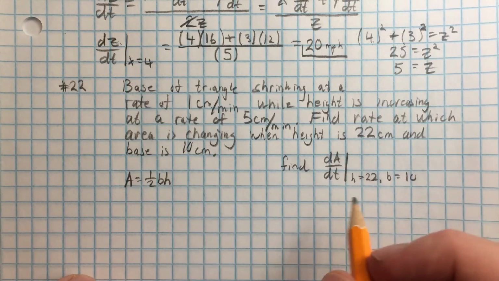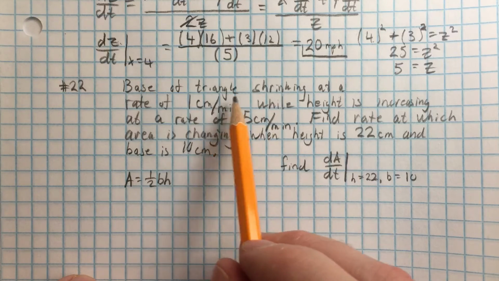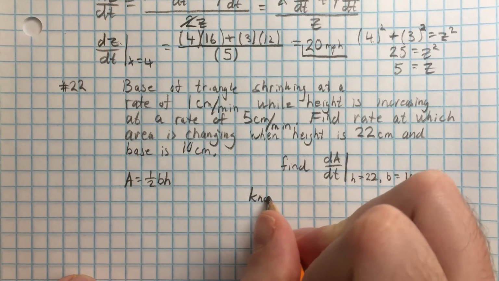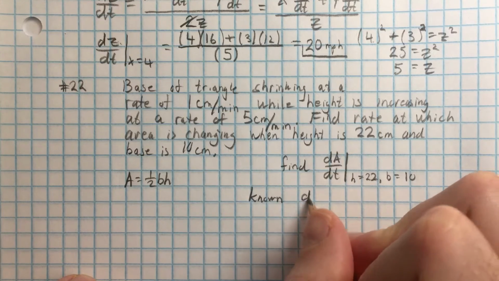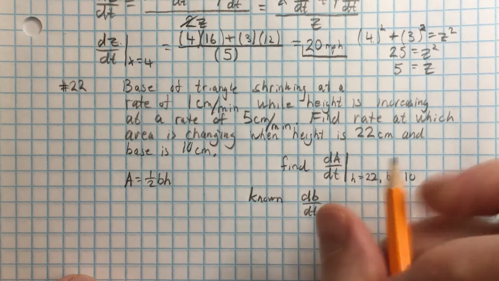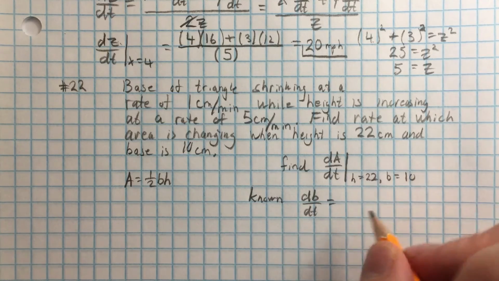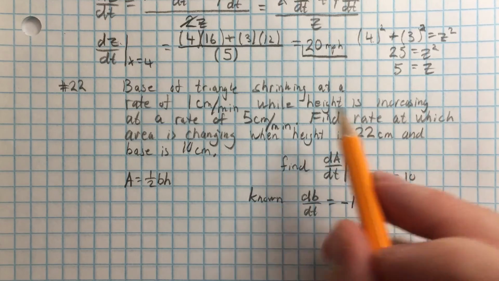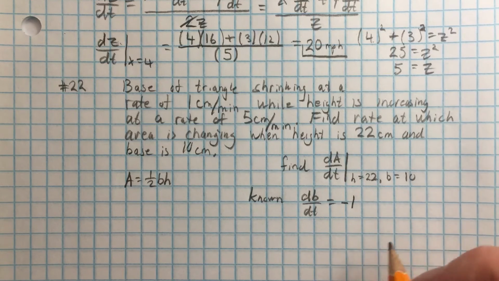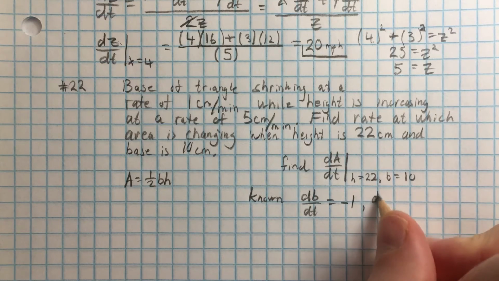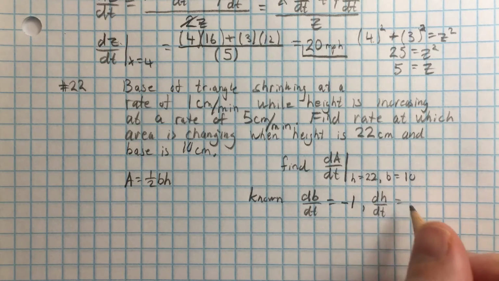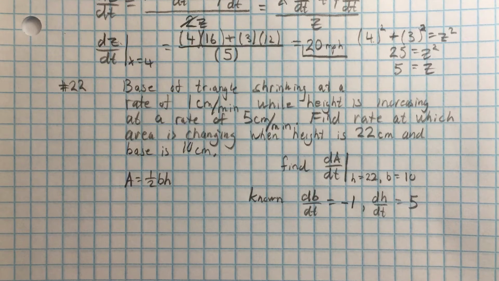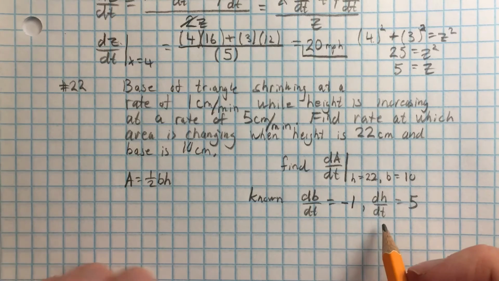Now, what do we know? It says the base is shrinking at a rate of 1 centimeter per minute. So that should mean we know that the rate of change of the base with respect to time is negative. This is extremely important. Negative 1 centimeter per minute. It was shrinking, so that means the derivative is negative. As opposed to the height, which is increasing, so a rate of 5. So we have 5 for dh/dt and negative 1 for db/dt.